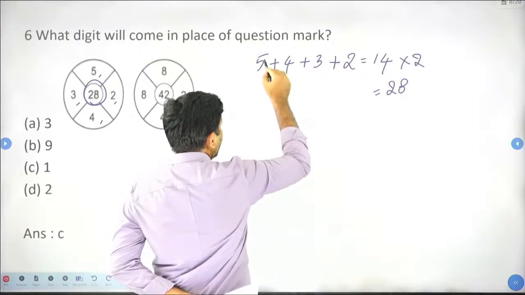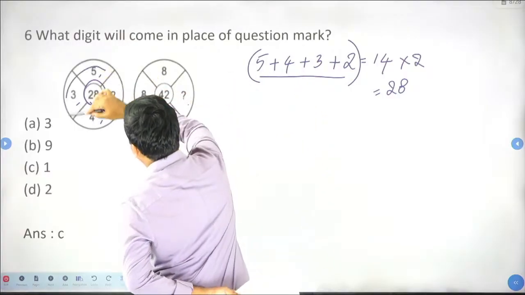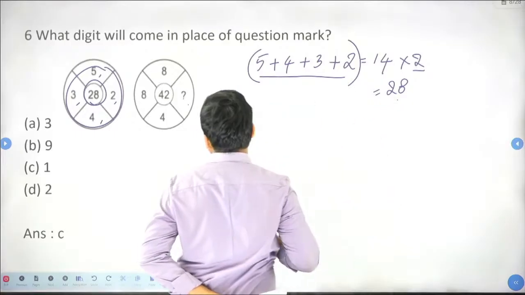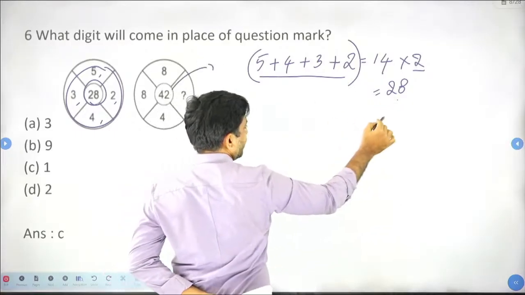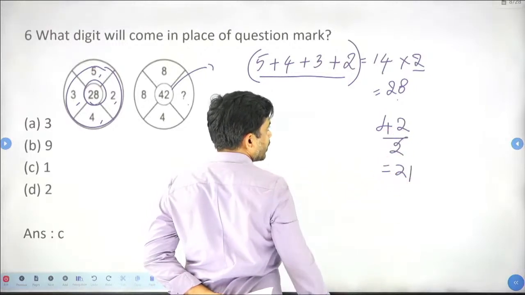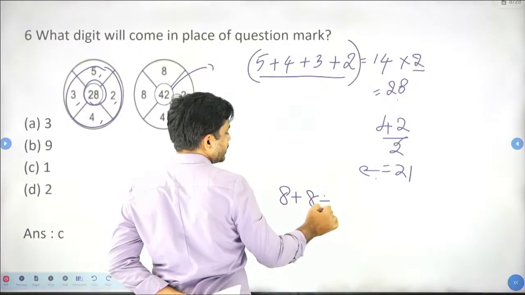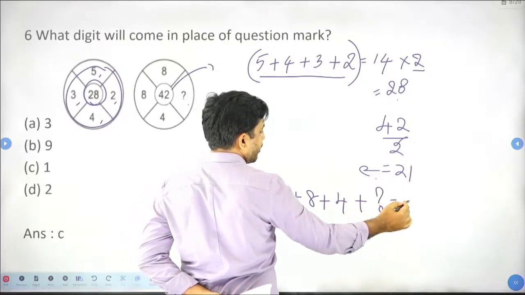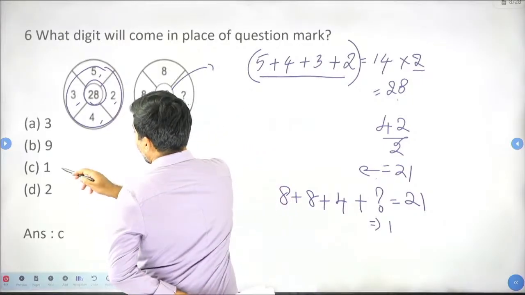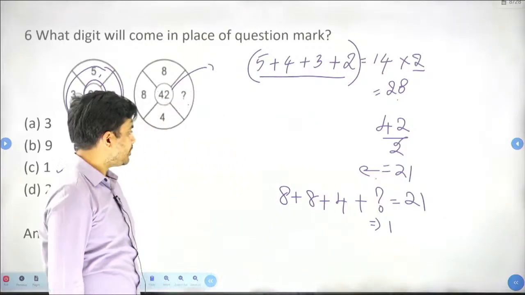So outside the numbers added, multiplied by 2. Then this is the result. So here result given 42. Take the half, 21. Means sum must be 21. So it is 8 plus 8 plus 4 plus how much equal to 21. So what is the answer? 1. 1 means option C is the right answer. Option C.